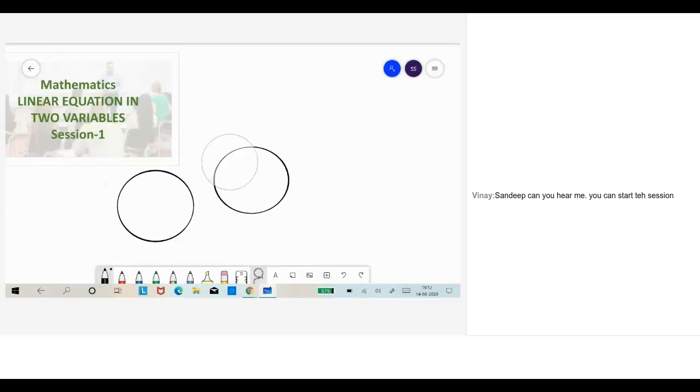Now, our topic today is linear equations in two variables. Now, what is this linear equation in two variables? Before we actually get into linear equation in two variables, let me tell you what a linear equation in one variable is. Let's understand.